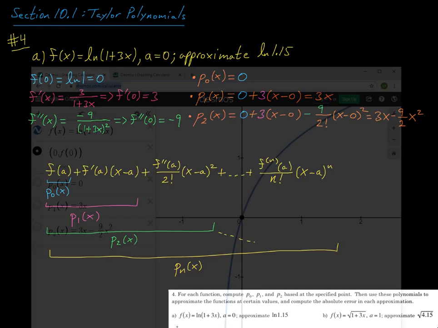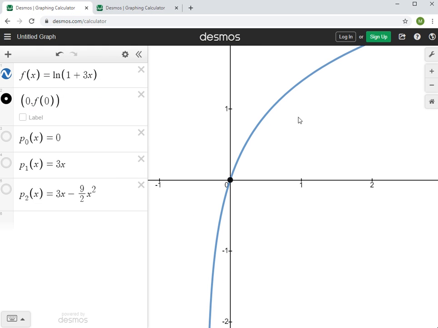All right, so now real quick, let's go ahead and take a look at these. So here in blue is the graph of f of x, which is our natural log function. And we're looking at things at this point, 0 comma f of 0, which is just at the origin now. Now p0 of x, which is just equal to 0, right? This is the constant function that passes through this point 0 comma f of 0. Or put it another way, it's just the horizontal line that passes through that point. And again, right, I haven't mentioned it yet because, well, it's just not a terribly good approximator.